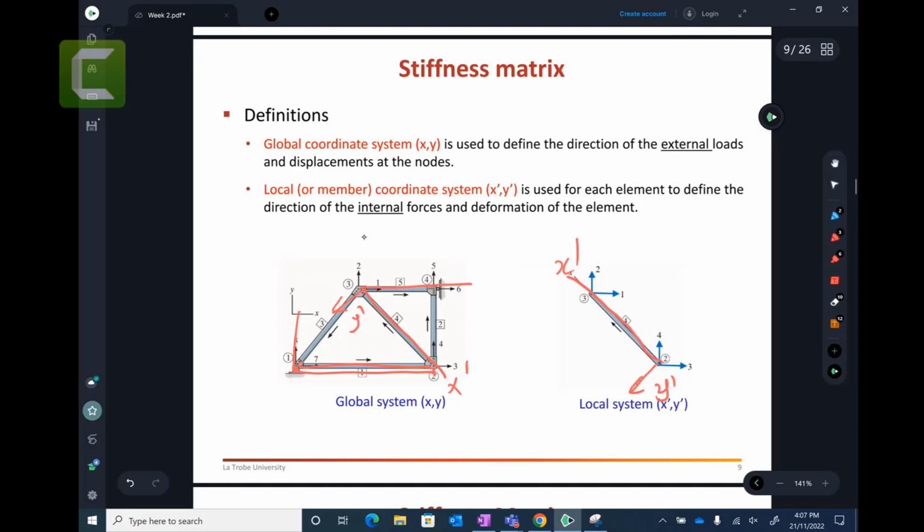These guys have their own local systems, let's say x dash, y dash. This guy has his own local system, x dash and y dash. You understand what I'm trying to say? So there are two systems that I just want to identify, X and Y, without the prime.